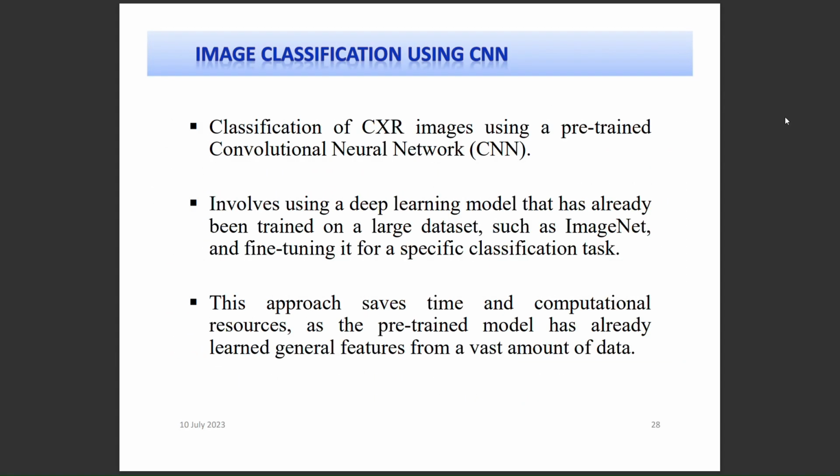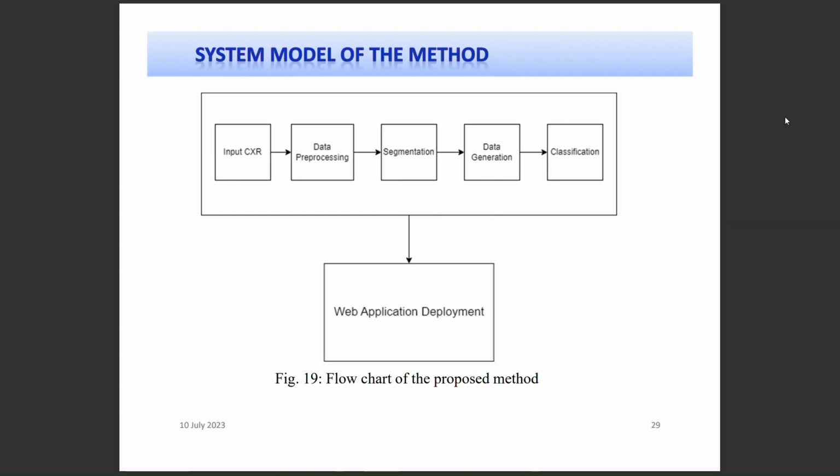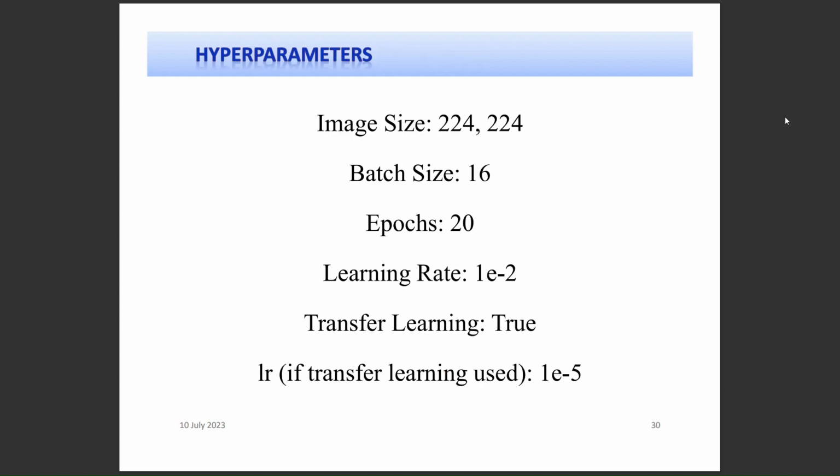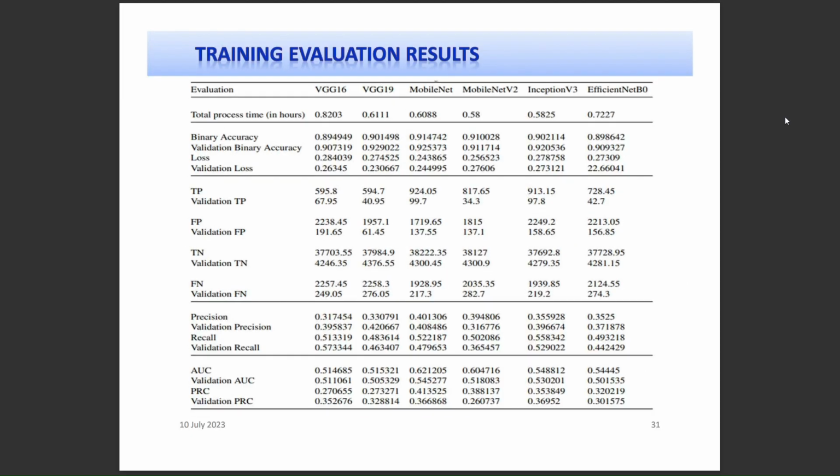Now for the classification, we have used pre-trained CNN models. The transfer learning approach is used to save time and computational resources. Here is our system model of the method. The hyperparameters that we have used are grayscale images of size 224 by 224, batch size 16, and epoch given is 20. After training our model with different approaches, we have got evaluation results.